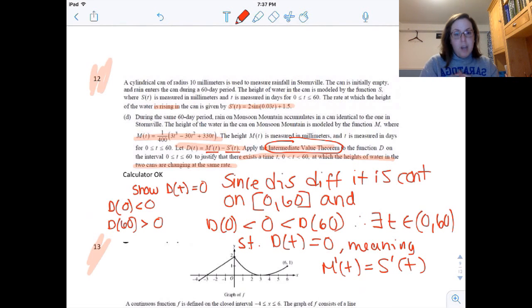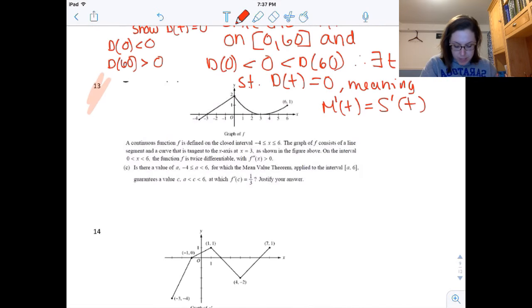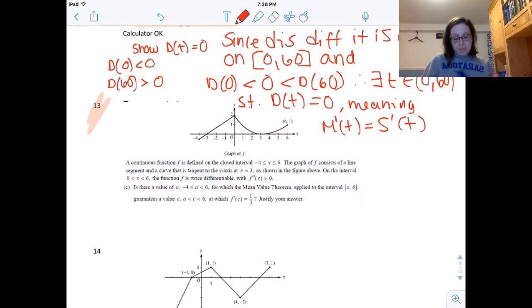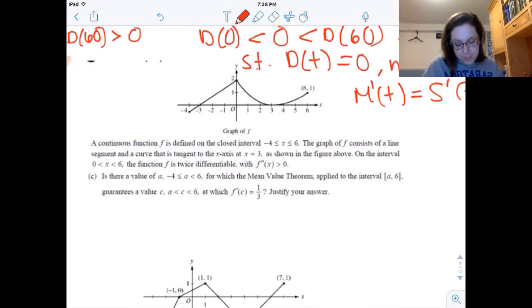All right, I think I have 2 more and then we'll do questions. All right, maybe only 1 more. All right, so continuous function is given. The graph of f consists of a line that is tangent to the x-axis there on the interval 0 to 6. F is twice differentiable with f double prime greater than 0. C, is there a value of a between -4 and 6 for which MVT applied between a and 6 guarantees a value of c such that the derivative equals 3?